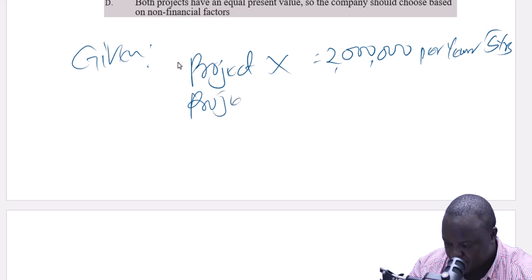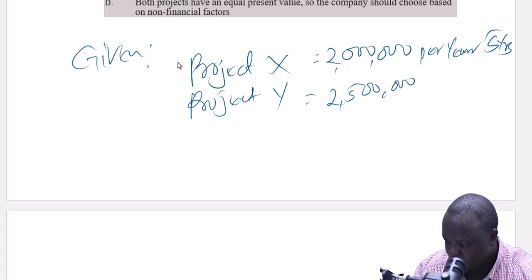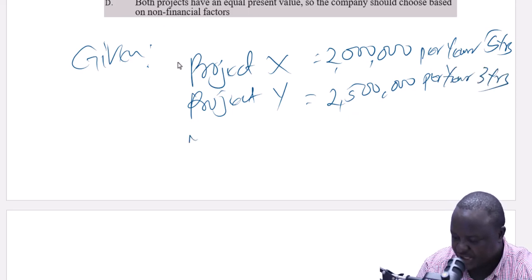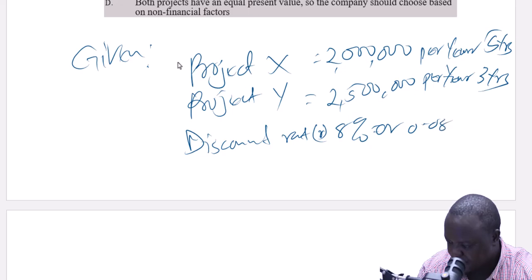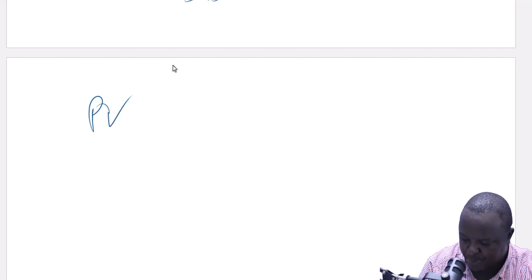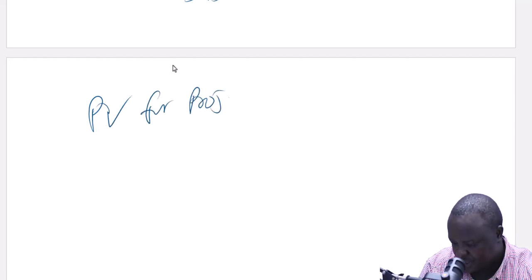While project Y is bringing 2,500,000 per year for 3 years. So the discount rate is 8% or 0.08. So let's calculate the PV for project X.